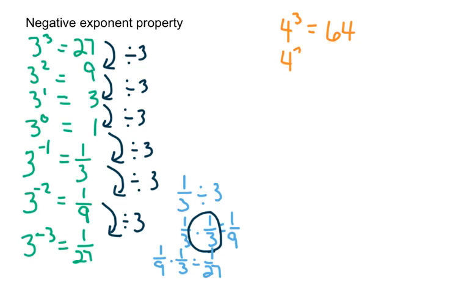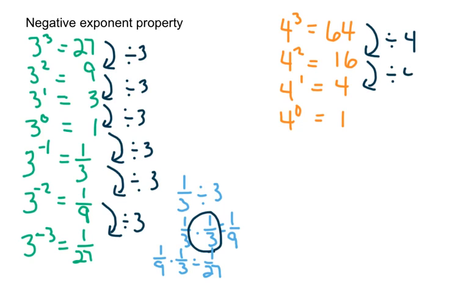4 squared is 16. 4 to the 1st is 4, and we found out that 4 to the 0 power is 1. And we also figured that the way we do that is we divide each one by 4 each time. So if we have 4 to the negative 1, we are going to take that 1 and divide it by 4, and we get 1/4.